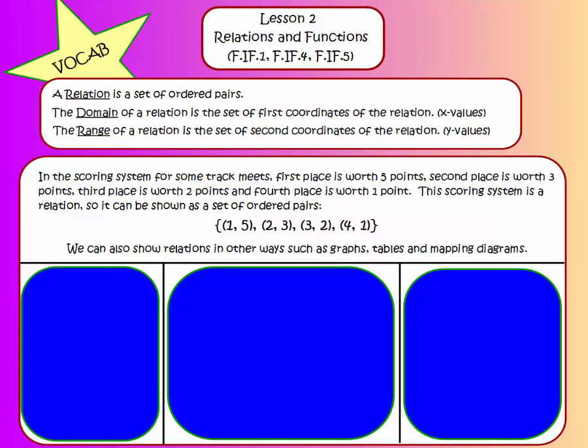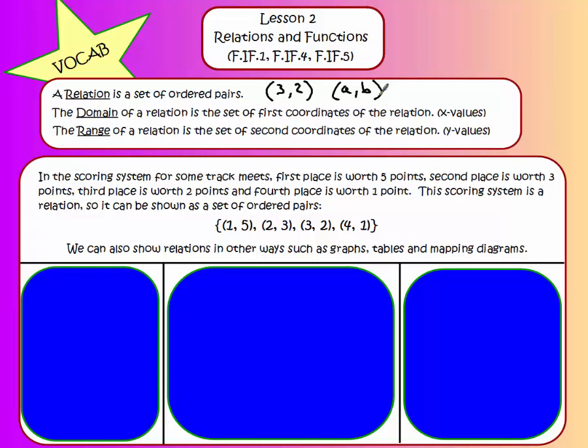So anything that looks like 3 comma 2 or A comma B. These are sets of ordered pairs. They kind of give us some sort of direction on a Euclidean plane or a graph.